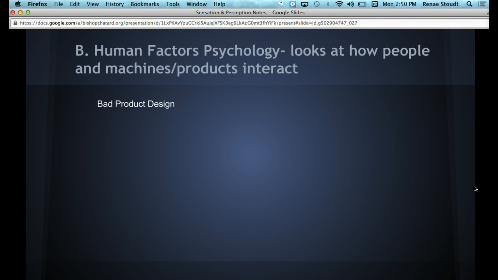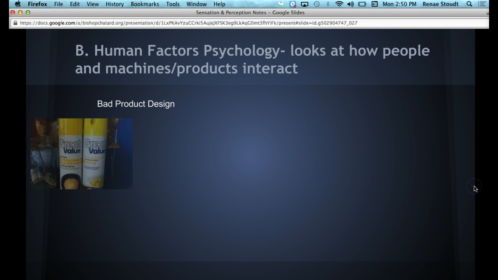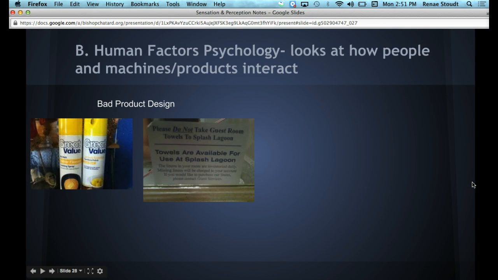So a couple of bad product designs. Found this picture. One of them is furniture polish, and one of them is non-stick spray. Which one's which? The one with the band is a non-stick spray. They're very similar looking. Can you imagine if they were at any close proximity of the same place? You may end up grabbing the furniture polish to spray your pan to make eggs. Right?